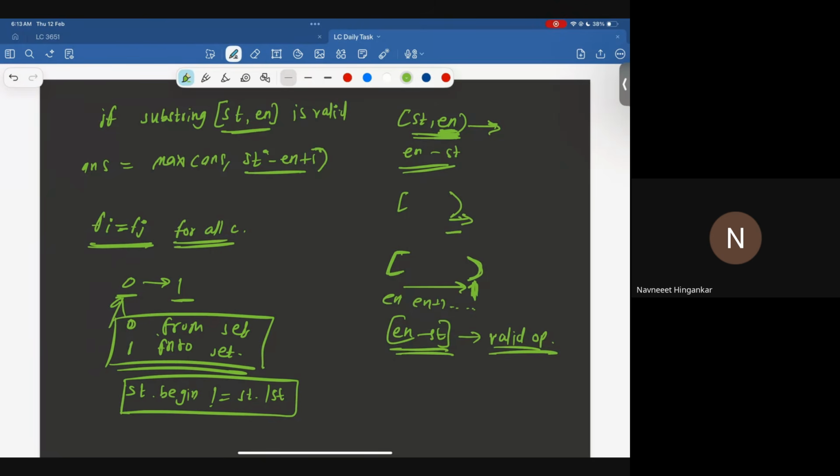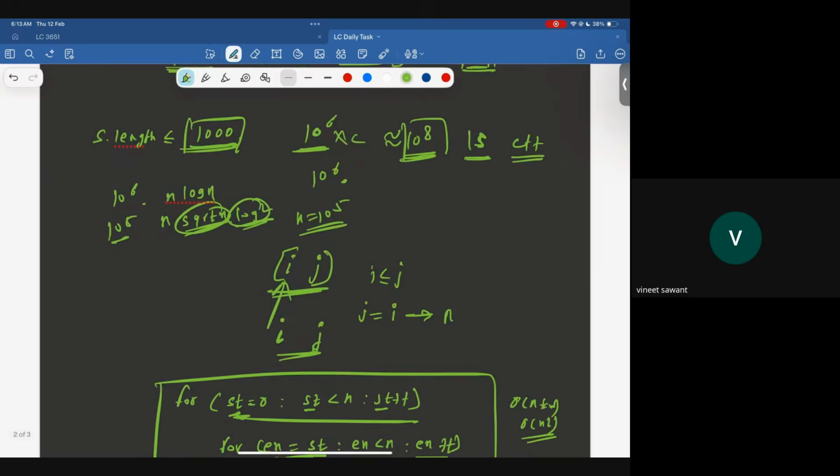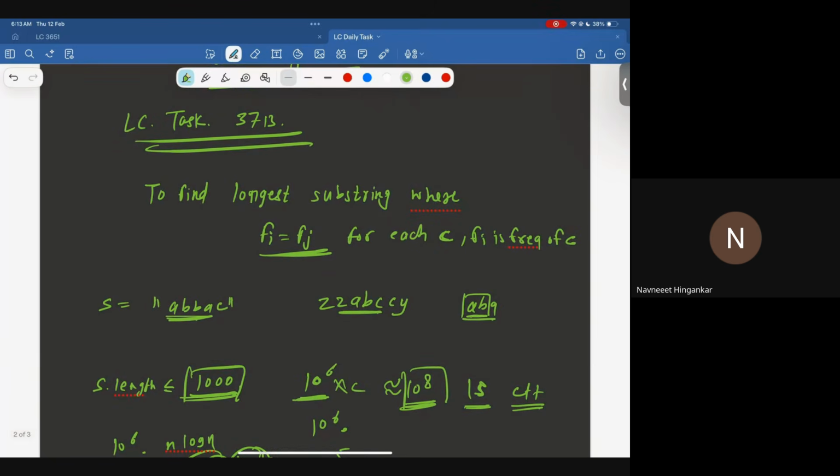Hi Navneet. Yes, bro. Could you please go to the first page and show me the question because I missed it. Yes. The question is this, this is the LeetCode daily task. You can refer to it, this is today's question. Okay, thank you.